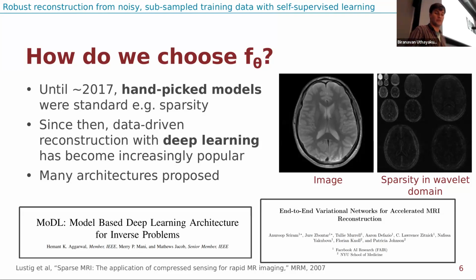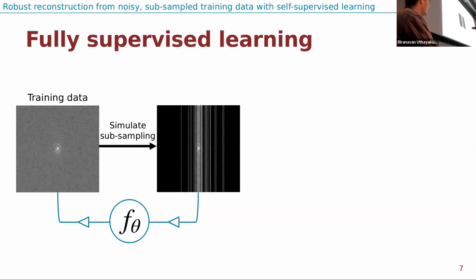So how do we train normally? Well, what we normally do is fully supervised learning. So we assume that we have a lot of fully sampled training data. And then what we do is we simulate subsampling. So we retrospectively subsample with a mask that we generate ourselves. And then we train our neural network F to map from subsampled k-space to fully sampled k-space, or if you like, the aliased image to the clean image.